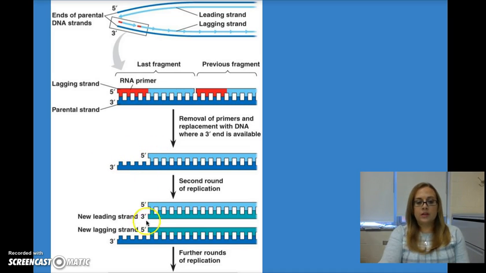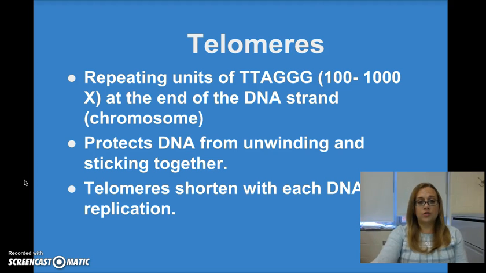So what happens is this DNA molecule is now shorter than the parent molecule. And so now after round after round of replication, this DNA molecule will get shorter and shorter. Now there's a way that this is dealt with, and it's called telomeres.